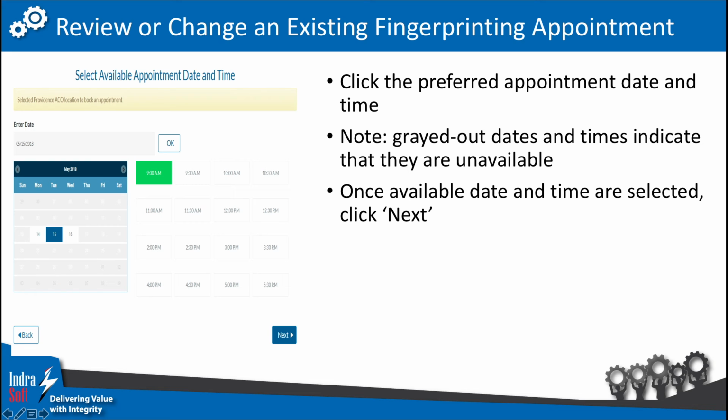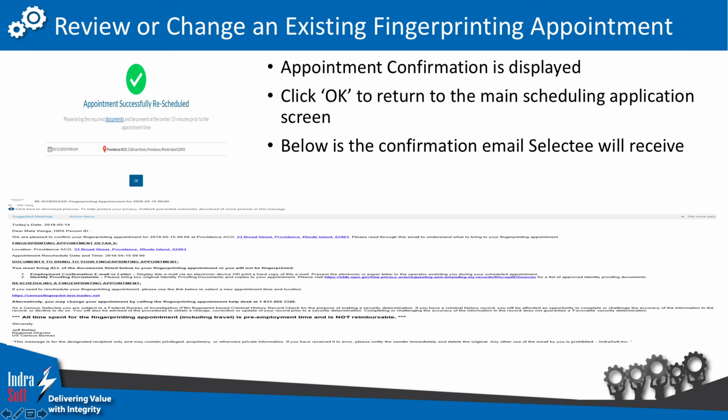The screen displayed to the left shows the appointment times available per the date selected. Any grayed out areas and/or times are those for which appointments are not available. The selectee will simply click on the time and date selected to successfully reschedule their appointment. Next, the screen displayed as seen here will show the selectee that the appointment has been successfully rescheduled, displaying the new date and time as well as the location for selectee to confirm.